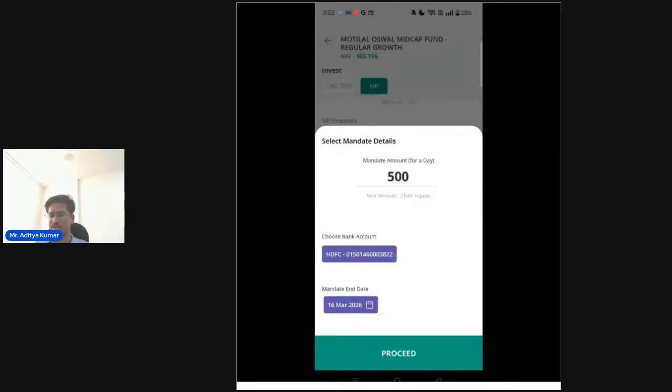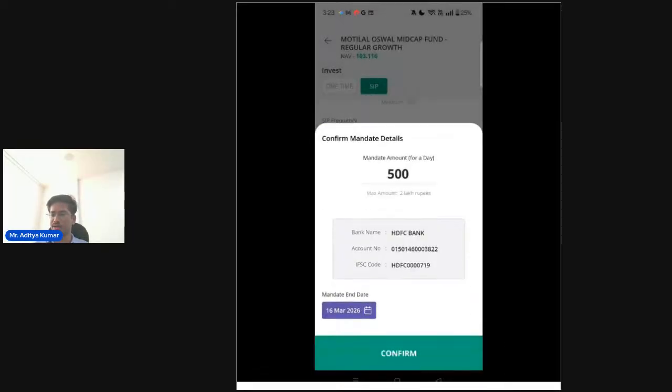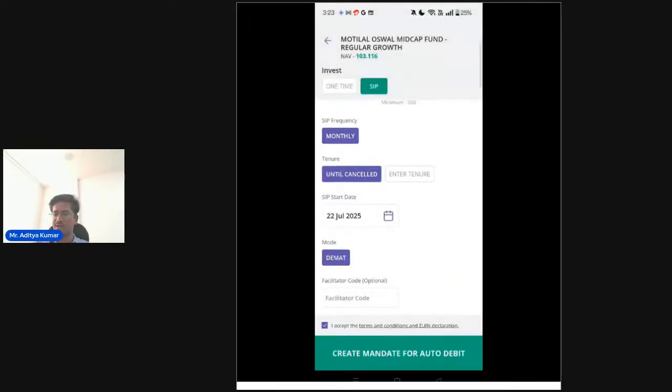Then click on Proceed. After that, you will have to confirm your bank name, your account number, and IFSC code. I won't be placing an order, but I will tell you the process of this.